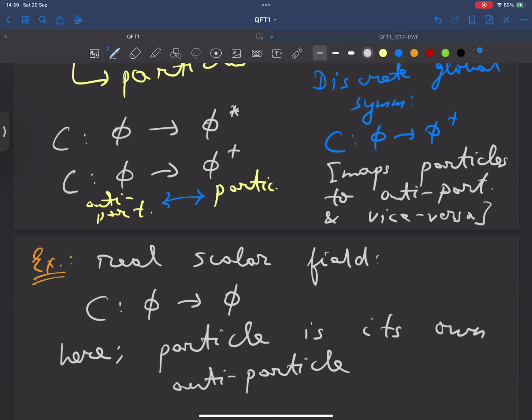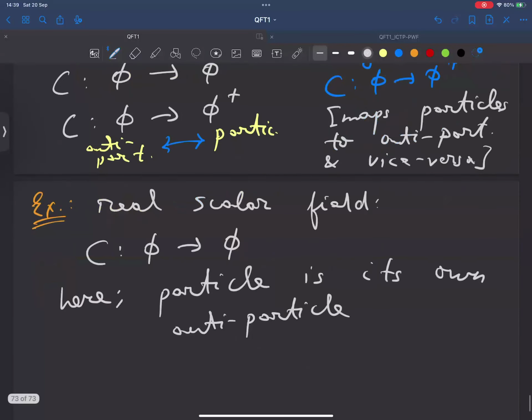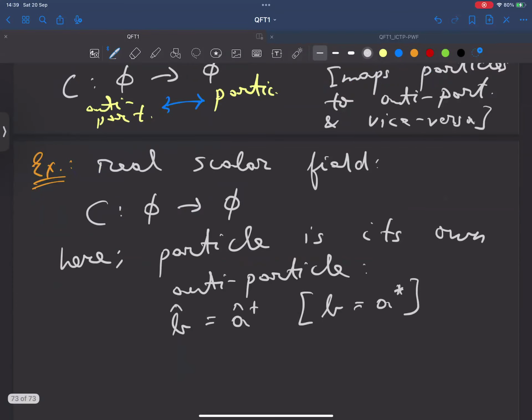If you remember, this is tied to the fact that the B oscillators satisfied a nice condition: these B's that we defined were nothing but just A dagger. When you would have solved the simple harmonic oscillator in the classical picture, this is just saying that B is A star. So a particle is its own antiparticle when you are just looking at the real scalar field. But in the complex scalar field case, there is no such relation.